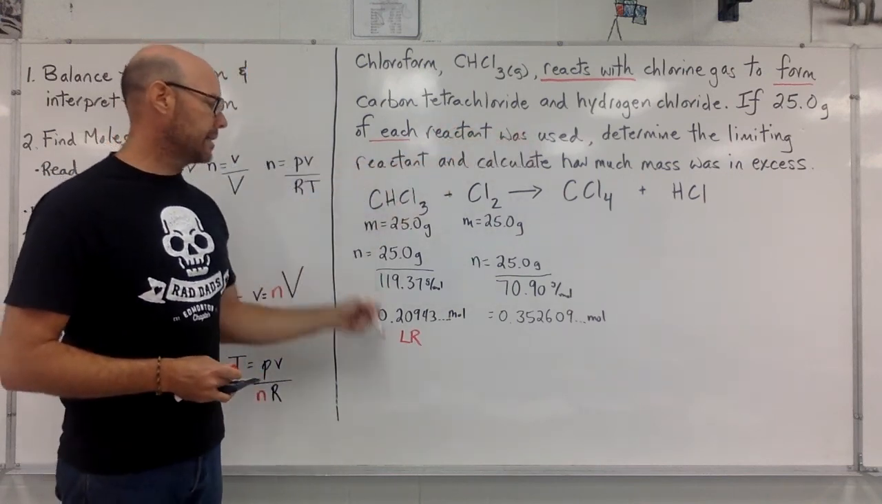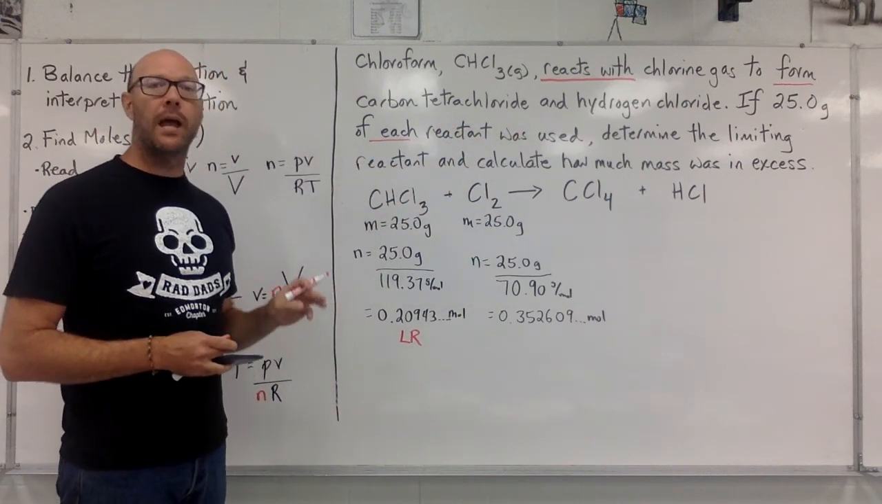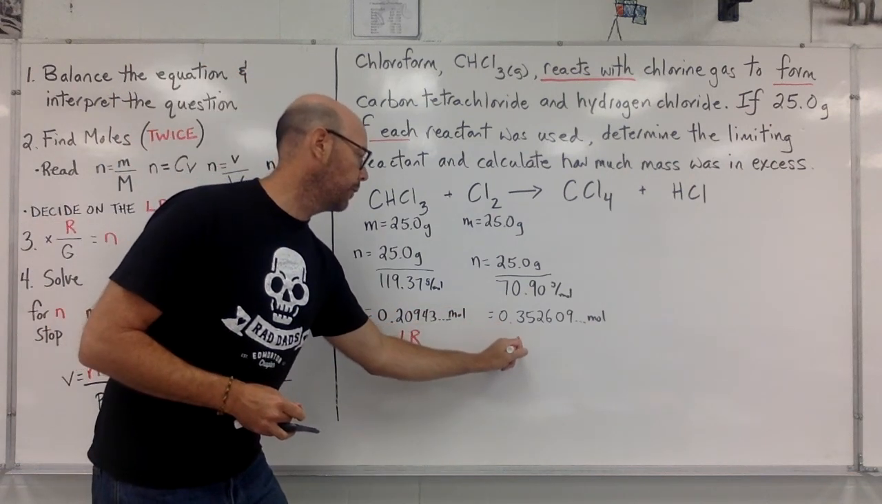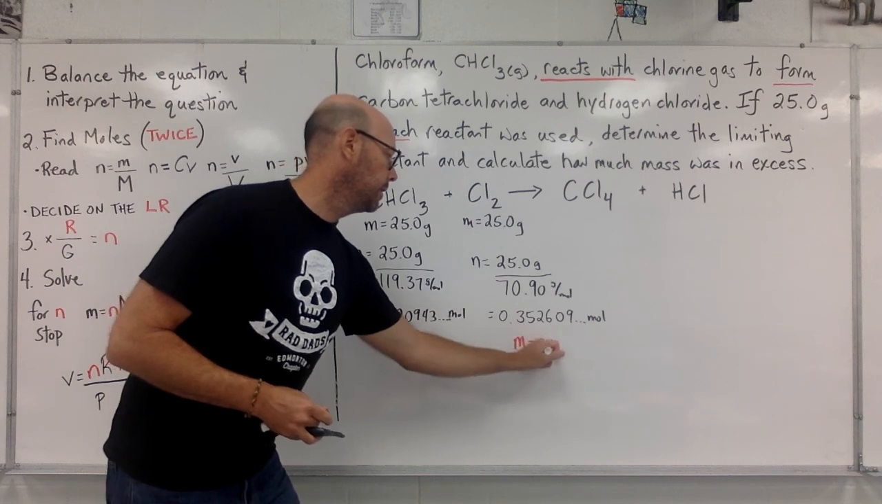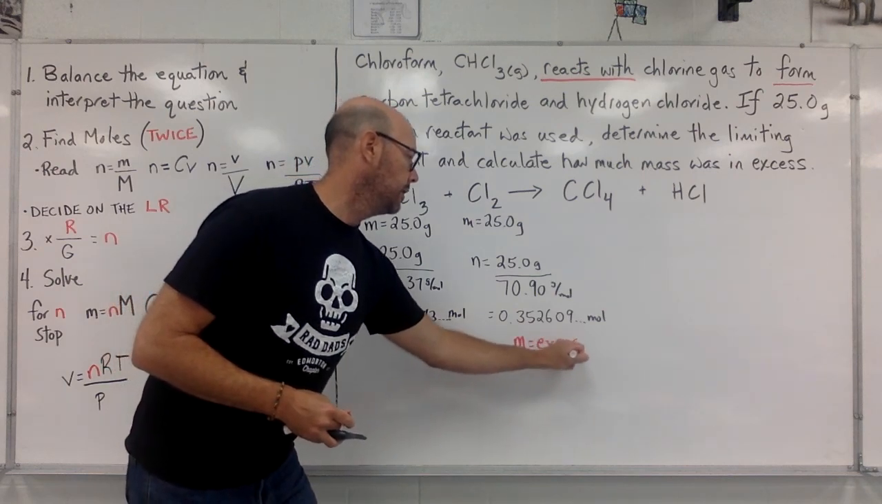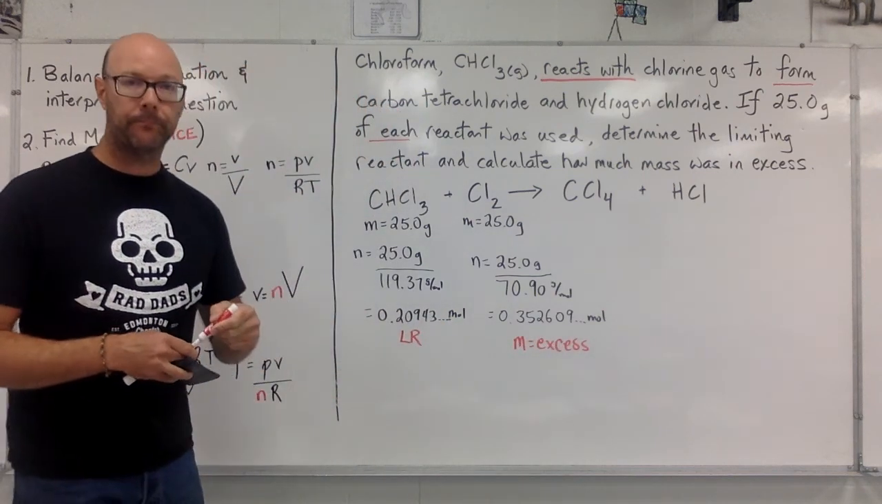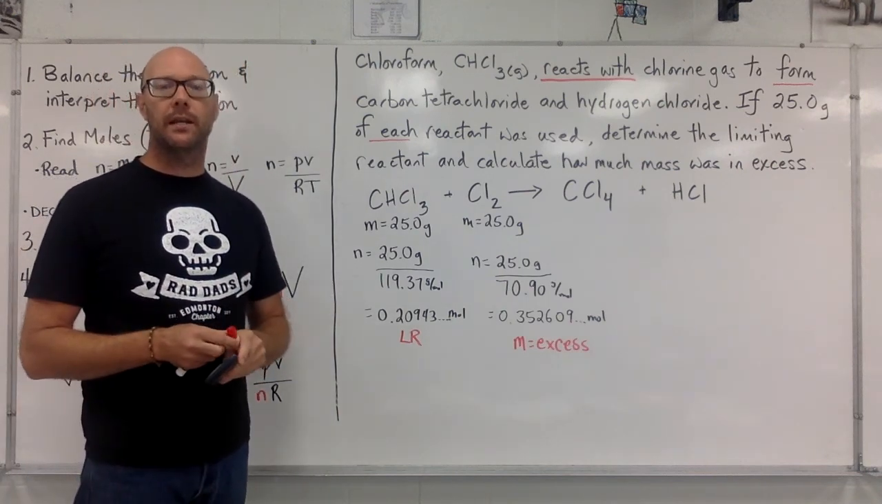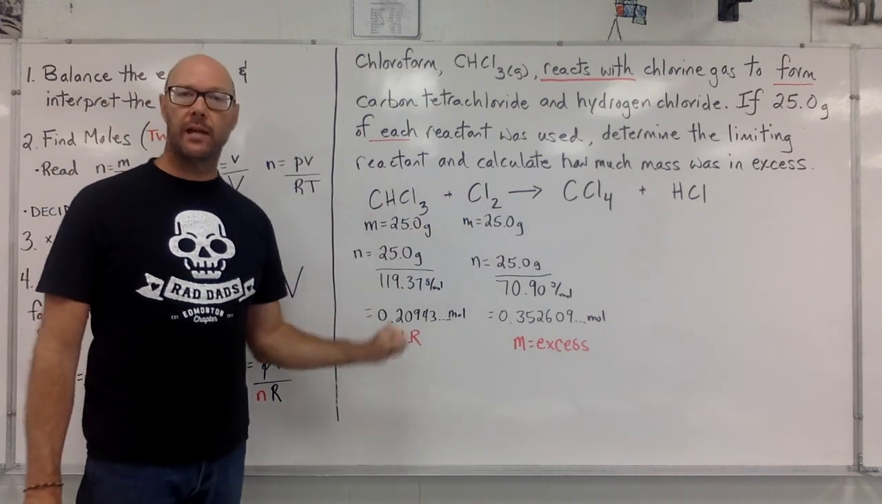Determine the limiting reactant, we did it. And we have to calculate how much mass was in excess. So here we're looking for the mass of this one in excess. This is important because there's really three different ways we could think about the mass for this reactant.